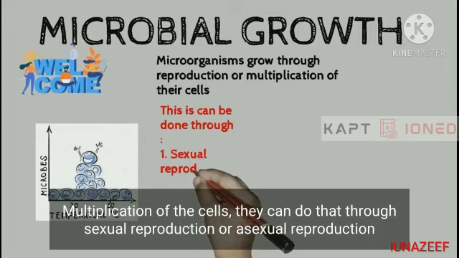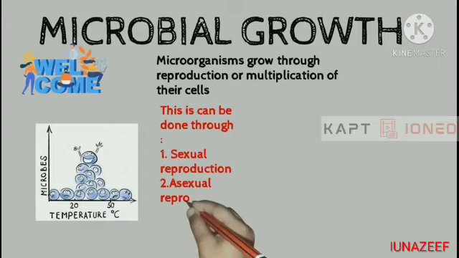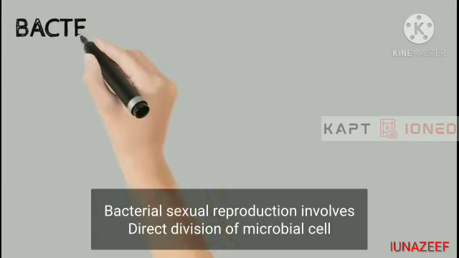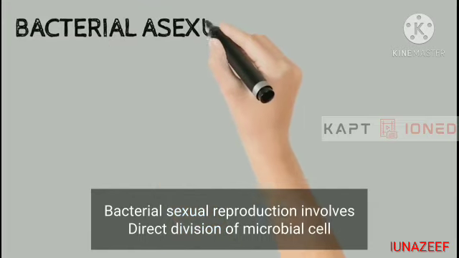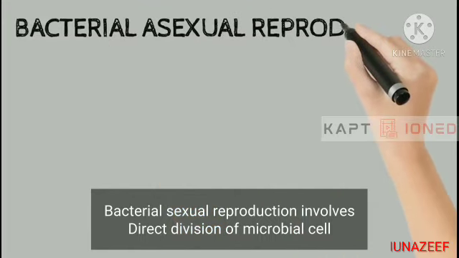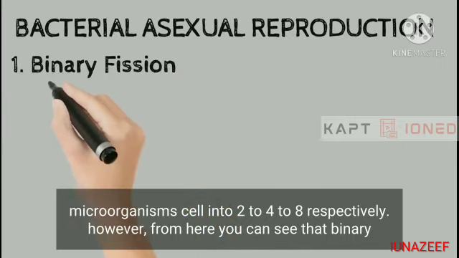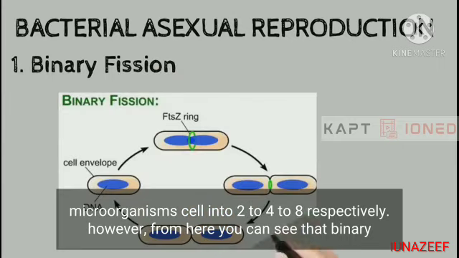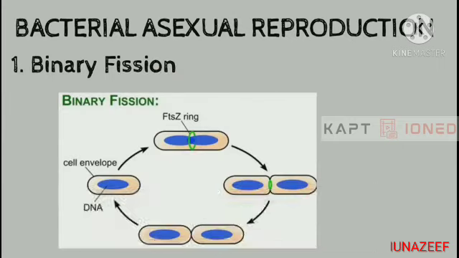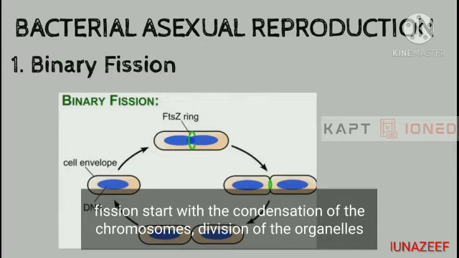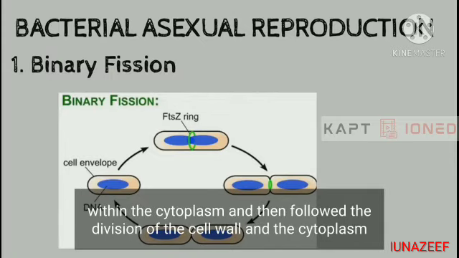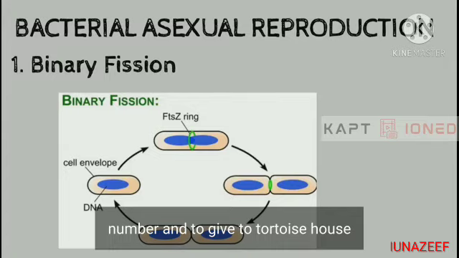They can do that through sexual reproduction and asexual reproduction. Bacterial asexual reproduction involves the direct division of either a bacterial cell or a microorganism cell into 2, 4, and 8 respectively. From here you can see that binary fission starts with the condensation of the chromosomes, division of the organelles within the cytoplasm, and then the division of the cell wall and the cytoplasm membrane to give 2 daughter cells.